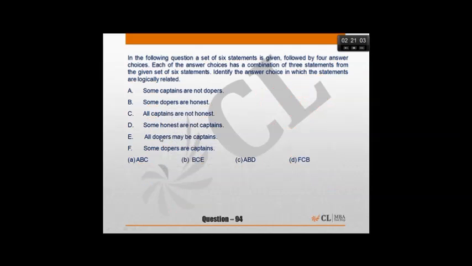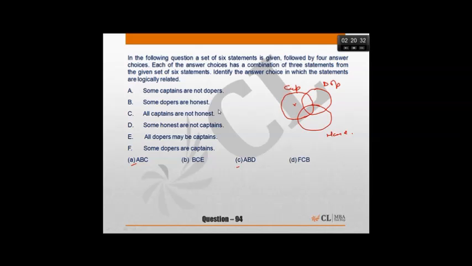I have to look at choice A and choice C. A, B, D. Some captains are not dopers. Some captains are not dopers, and we have dopers. Something has to be here. B says some dopers are honest. So some dopers are honest. Okay. Some captains are not dopers, so some captains are not dopers.